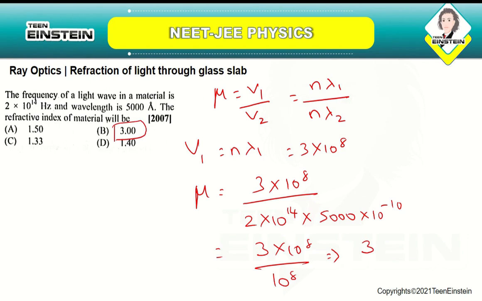Here you are taking the frequency of the light which does not change with the change in medium. So, mu is equal to V1 by V2, which is equal to n lambda 1 by n lambda 2. So, V1 equal to n lambda 1, and you are trying to find out mu. So, n lambda 1 is 3 into 10 power 8. You are substituting that, and here the frequency they have given is 2 into 10 power 14, and the wavelength is 5000 Angstrom. If you substitute, you will be getting the value as the refractive index will be around 3. So, the correct answer is option number B. Let us now move on to the next question.